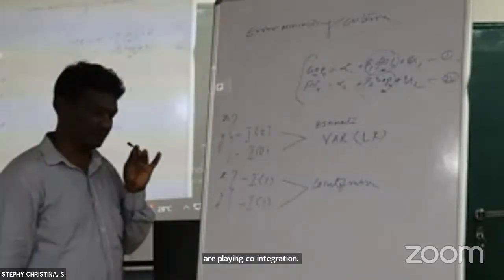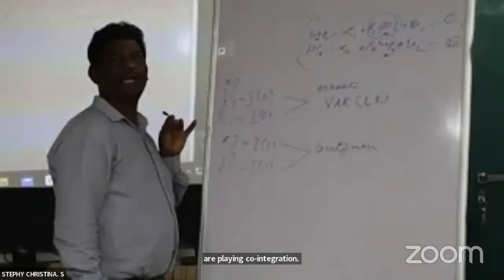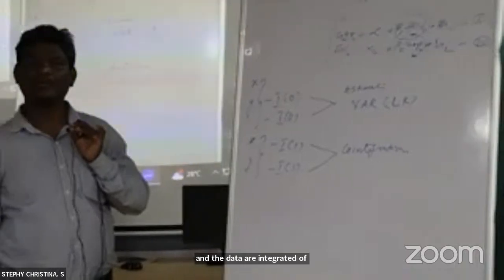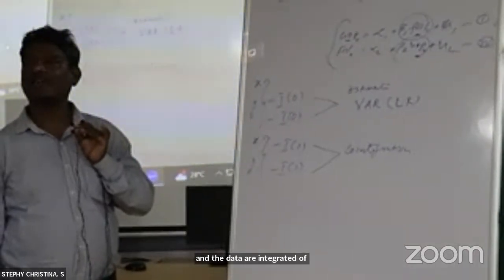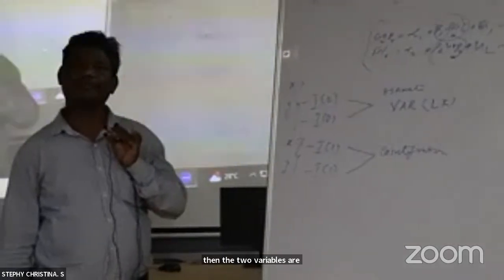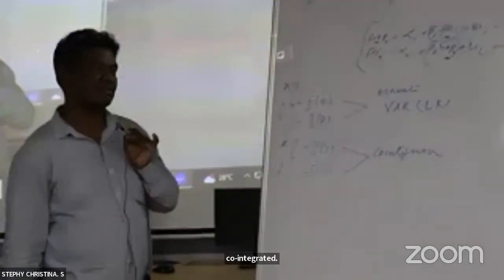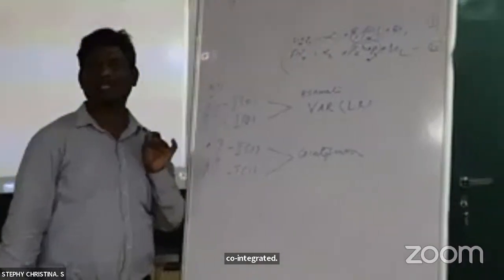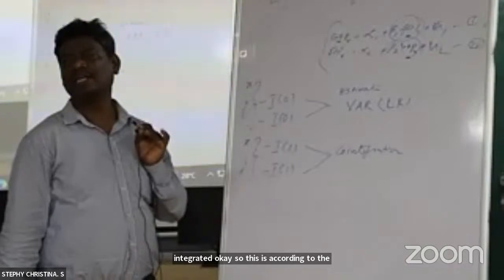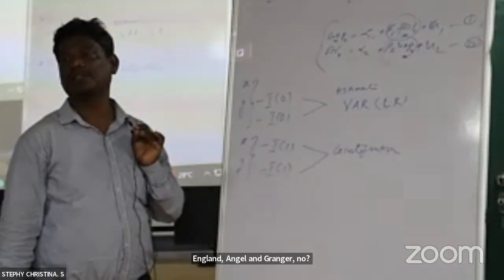Co-integration. When the data are integrated of I(1), then the two variables are co-integrated. Okay, so this is according to the Engle and Granger, no? The Engle and Granger co-integration theorem.